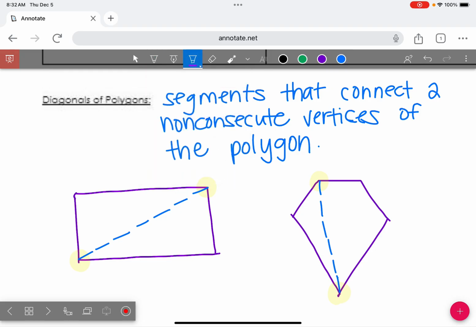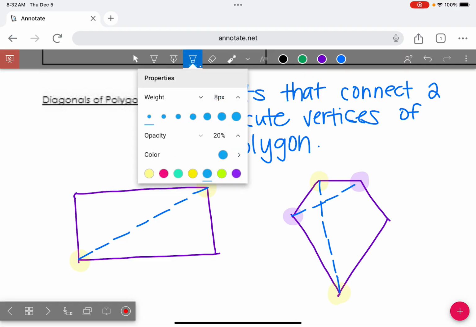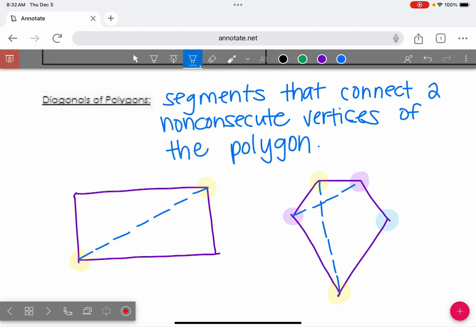I could also draw a diagonal in a few other places. I could connect this vertex with another one that is not directly next to it, perhaps this one. If I draw a line between those two vertices, we would call that a diagonal. Again, I can do that through quite a few different vertices. I can do that with this one and one that's not next to it, perhaps that one again. And if I draw a line between those, it would create a diagonal. So there can be more than one diagonal in a shape.